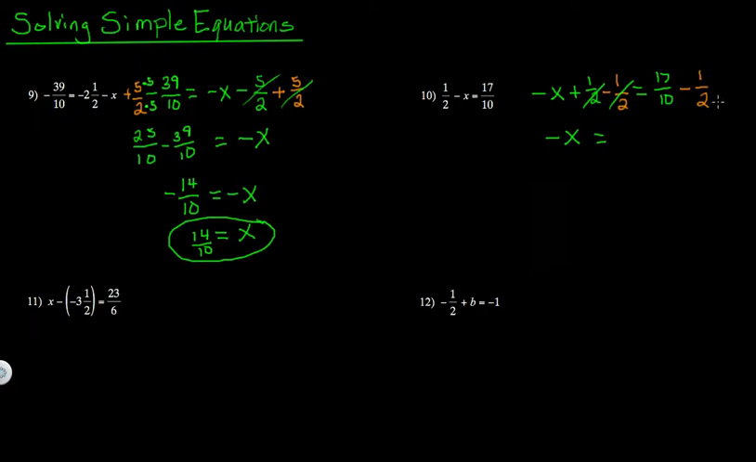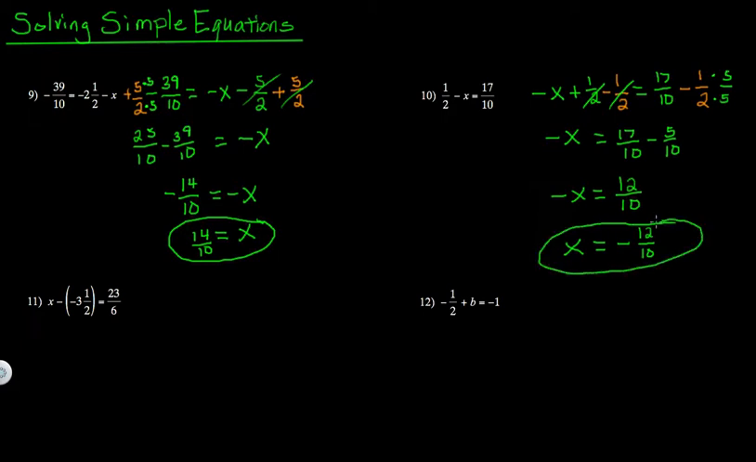So we're going to multiply this 1/2 by 5 over 5. Right? Multiply the denominator by 5, multiply the numerator by 5. So this becomes 17 tenths minus 5 tenths. And so we get that negative x is equal to 17 minus 5 is 12. That's 12 tenths. So if negative x, or the opposite of x, is equal to 12 tenths, that means that x has to equal negative 12 tenths. And that is it. Okay, the next one.